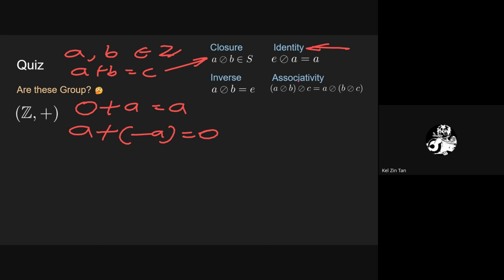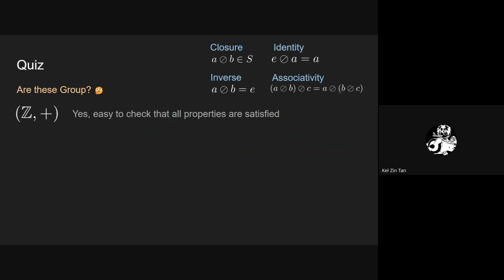And associativity, this is also true, which we saw just now. If you do a plus b first, or if you do b plus c first, this will all still be the same thing. So this is a group, and we can check that all the properties are satisfied.